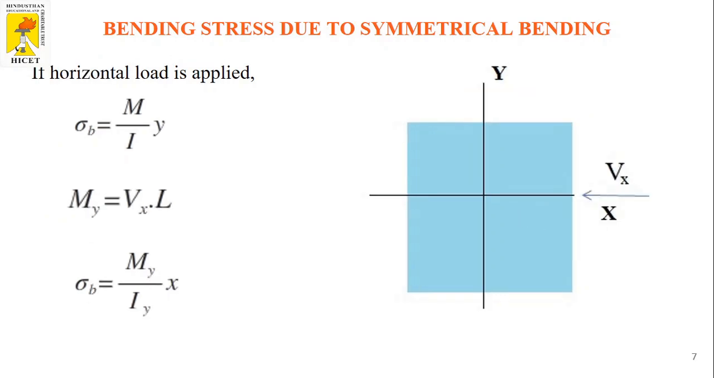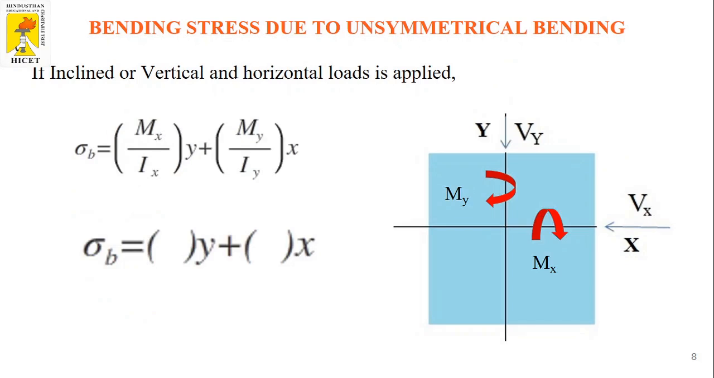Bending stress due to symmetrical bending. If the horizontal load is applied, sigma b is equal to M by I into y, where M can be replaced as My is equal to Vx into L, where Vx is the horizontal load. So from the horizontal load we can find the moment about y, My. From My we can find the bending stress, sigma b is equal to My by Iy into x.